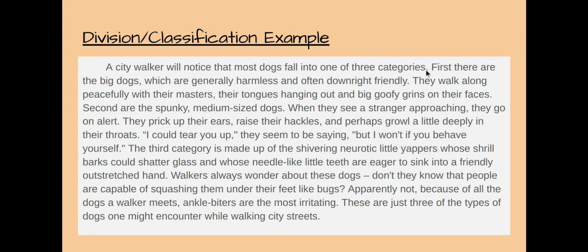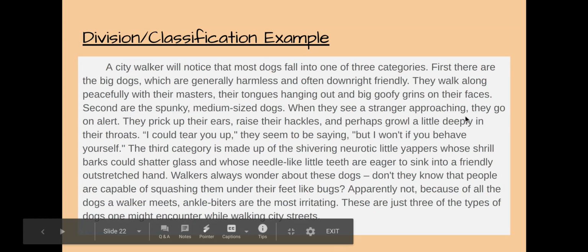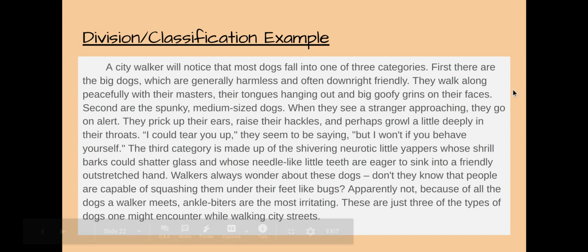So then they make a general statement about each type. Big dogs, spunky medium-sized dogs, shivering neurotic little yappers. So we've got kind of a general statement, and then each of those are followed up with more specific examples or more specific description. So this is a great paragraph example of how to elaborate on your ideas. And then it ends with this nice concluding statement. So those are just some basic patterns of organization that we will practice over the course of the semester.